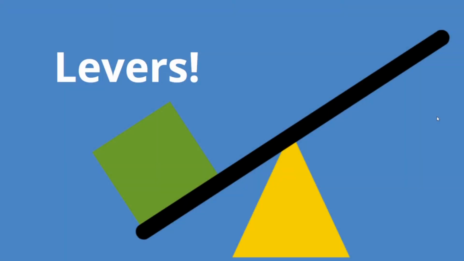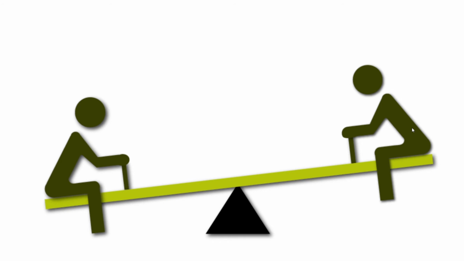Hi, my name is Shannon and I'll be talking to you guys about levers. Levers are some of the most important simple machines around. They're everywhere. For example, have you ever played on a seesaw with a friend? Well, a seesaw, otherwise known as a teeter-totter, is a type of lever.